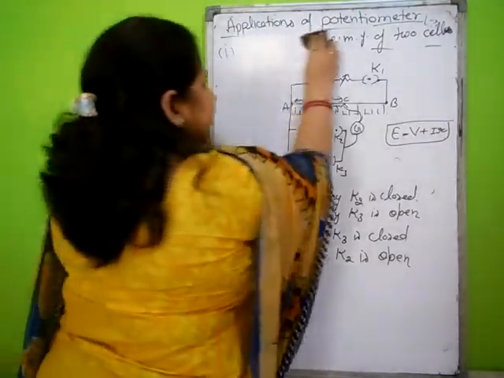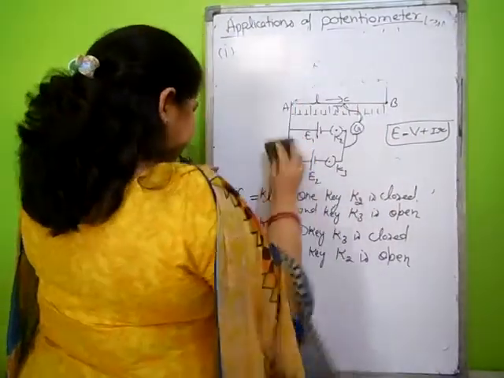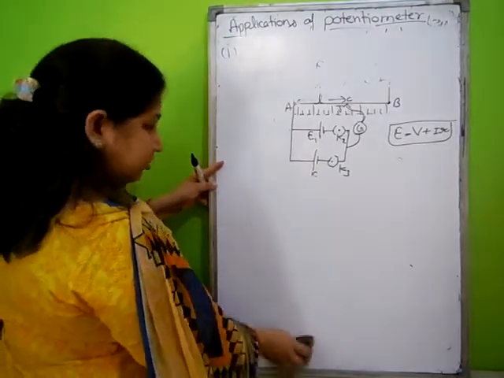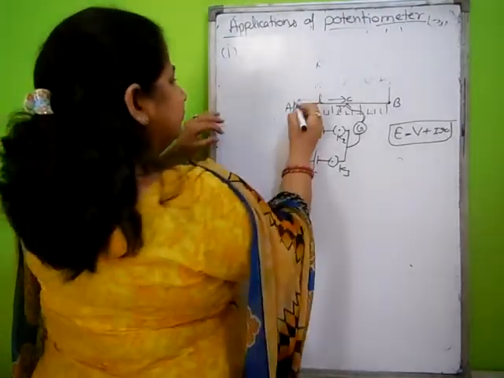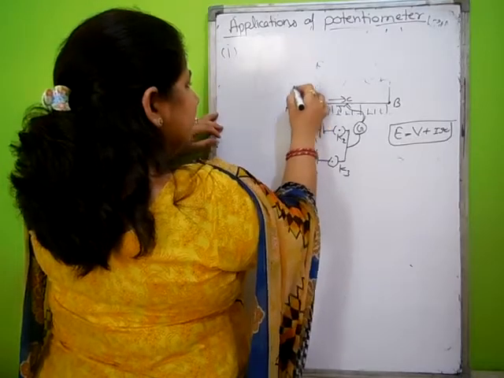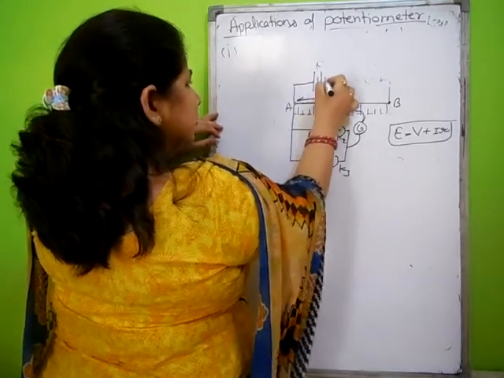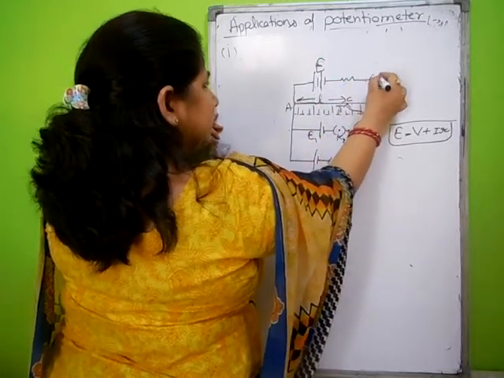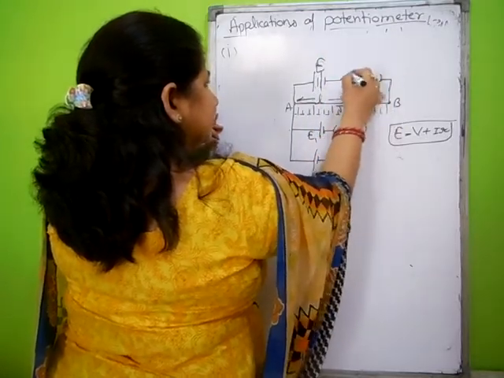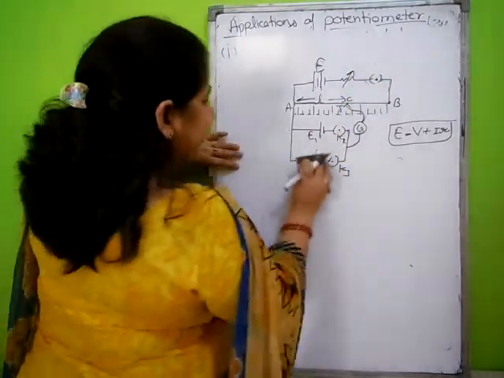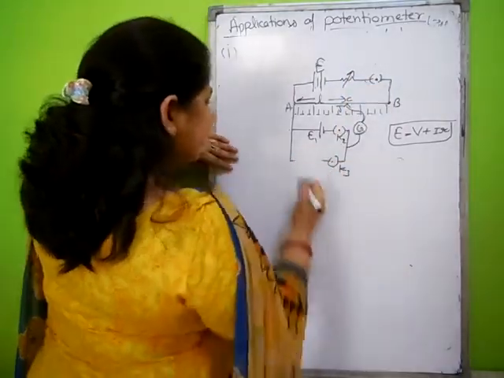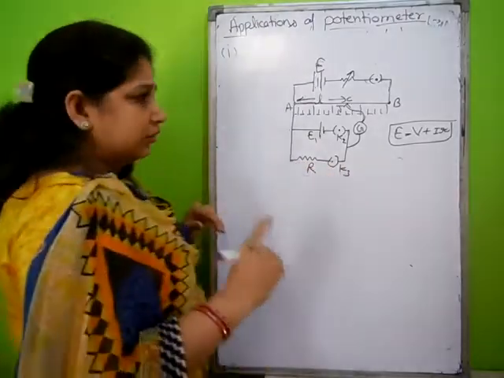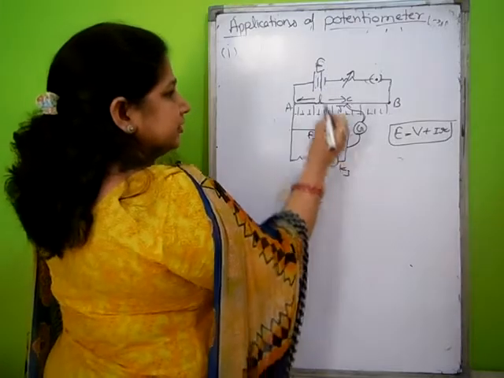Now the third application, find out the internal resistance of any cell. Third application, the circuit will remain the same, only we will change something. This is the battery of EMF E, rheostat, key. Only we will change here, we will add an external resistance R. Got it? Now we will change this.